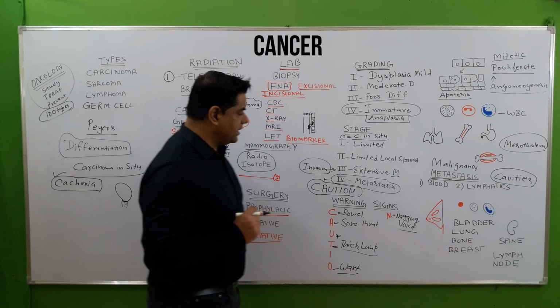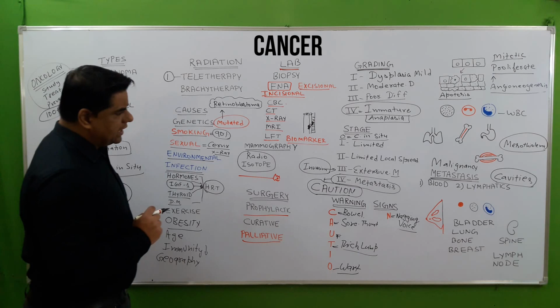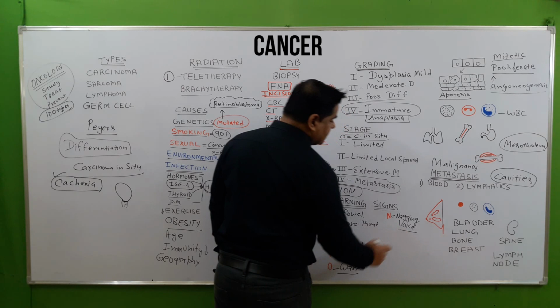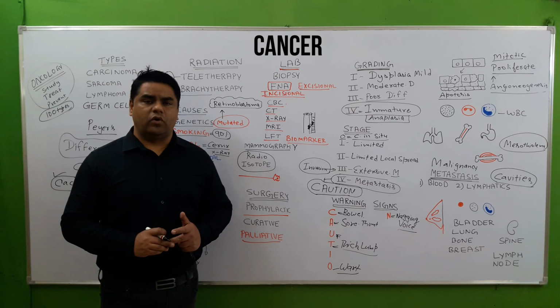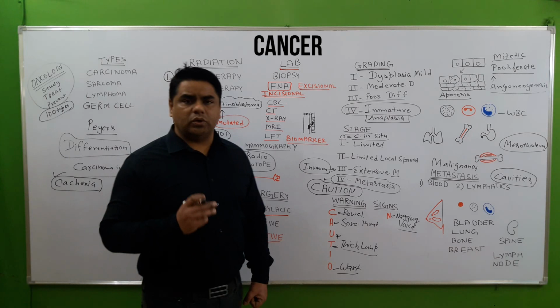We had seen the nagging voice, and in the last, N stands for nagging voice. For example, I am going to teach in a nagging voice or hoarseness of the voice. What is going on in here? This is an indicator of cancer. So these are basically the warning signs.